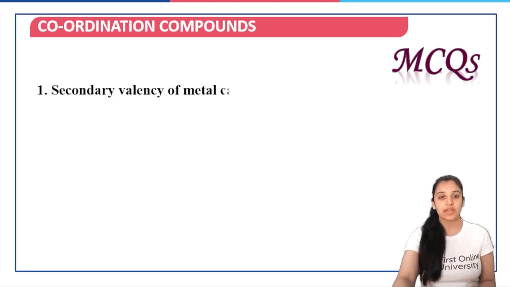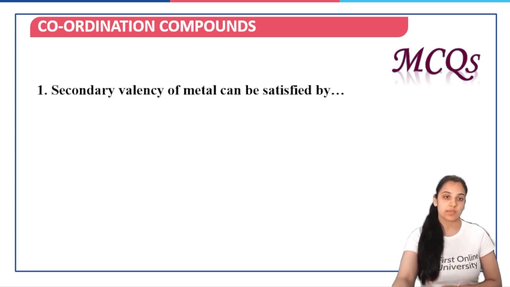Now, based on what we have done, let us solve a few MCQs. Secondary valency of a metal can be satisfied by negative ions.